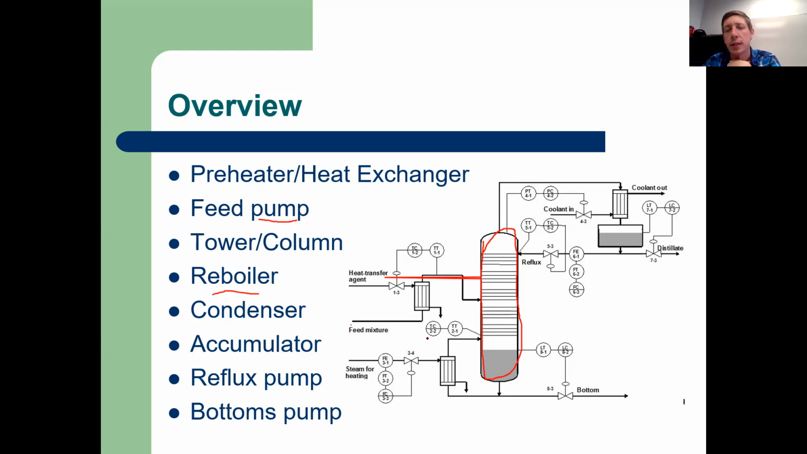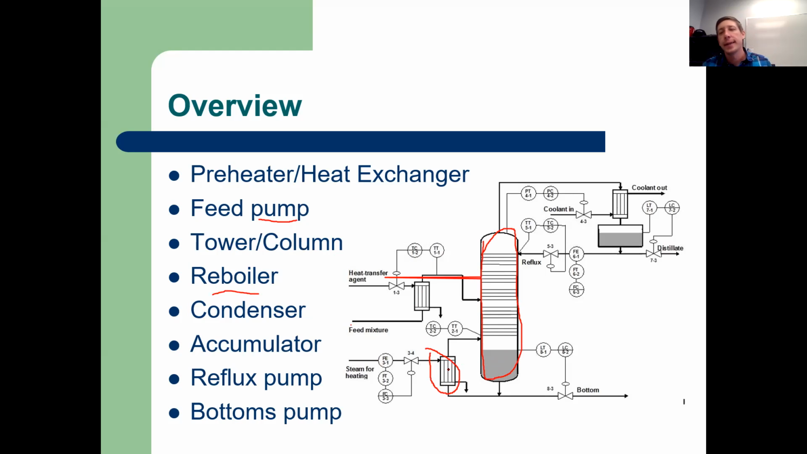And then we have to add heat into the system, so we have to have a reboiler. And that reboiler is shown down here. We boiled it once before it got into the tower. We have to make sure it stays hot. We have to make sure it all gets separated. So we reboil it here at the bottom of the tower. That's where we add the main heat into the tower.